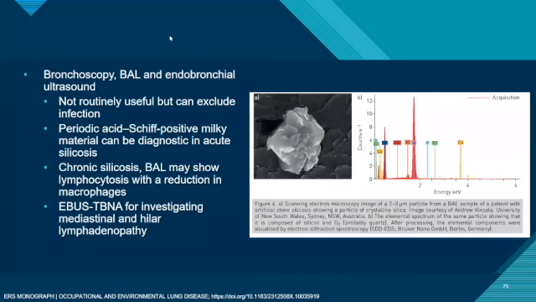Bronchoscopy, bronchoalveolar lavage, and endobronchial ultrasound. This is where we get to use a few of our toys. They're not routinely useful, but we mainly use them to exclude infection. You can do PAS staining to diagnose acute silicosis. You may see lymphocytosis with chronic silicosis, and we can do EBUS TBNA if we see mediastinal or hilar lymphadenopathy and we're not quite sure what the cause is.